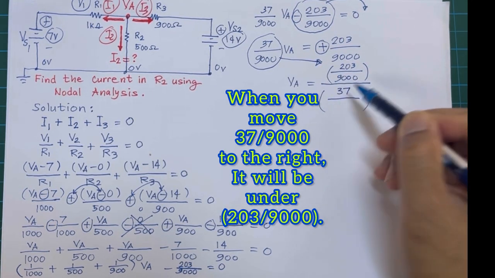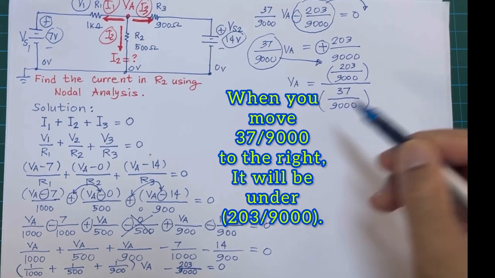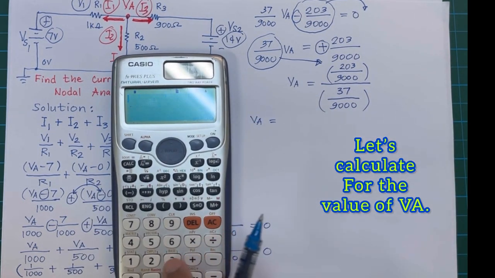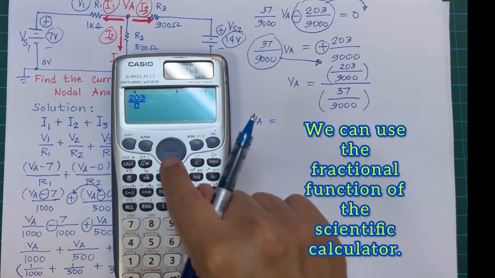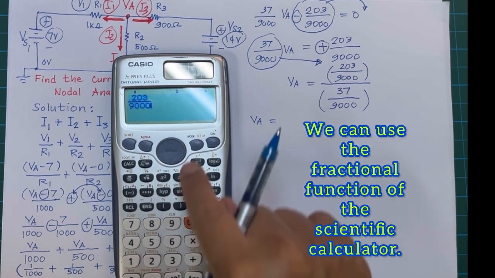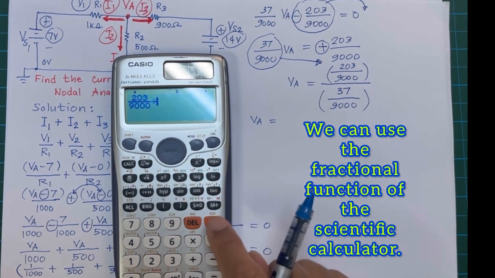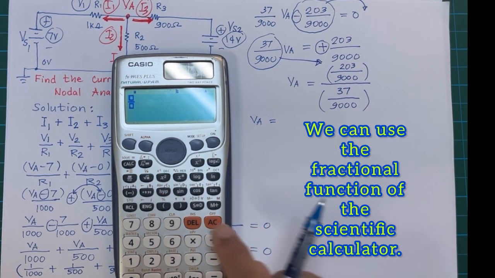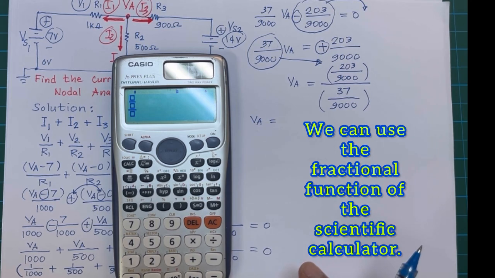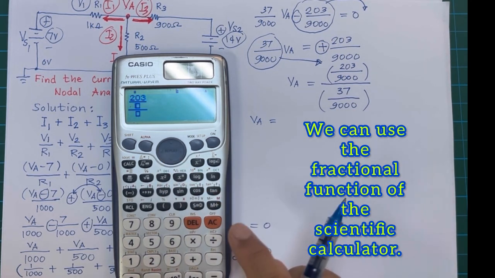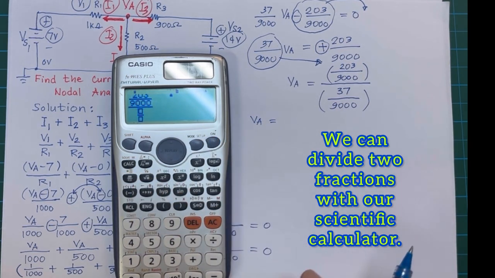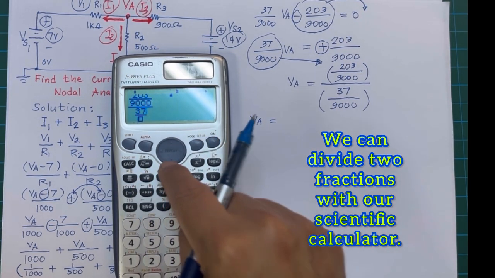So that would be the denominator. So the 37 over 9,000 will be under 203 over 9,000. And let's calculate it using the scientific calculator. Let's use the fraction over a fraction. Let's try it. Fraction over another fraction like this. 203 over 9,000 over 37 over 9,000.